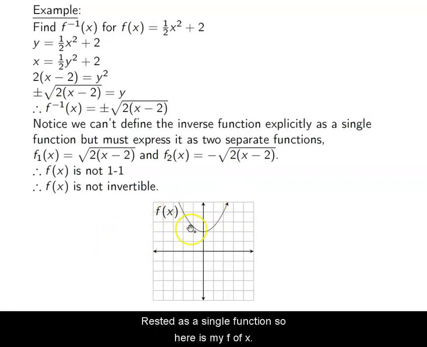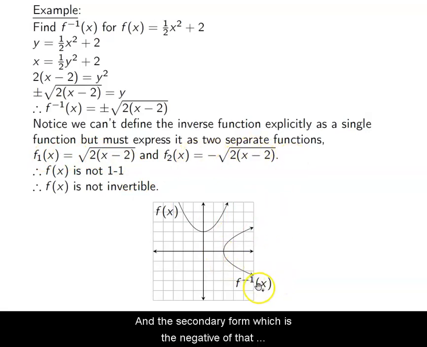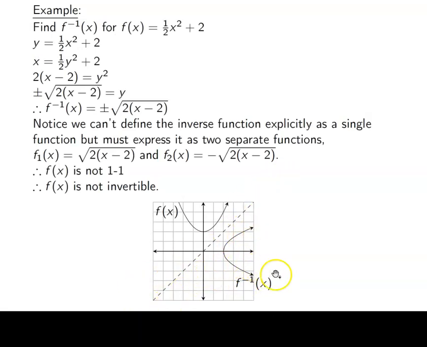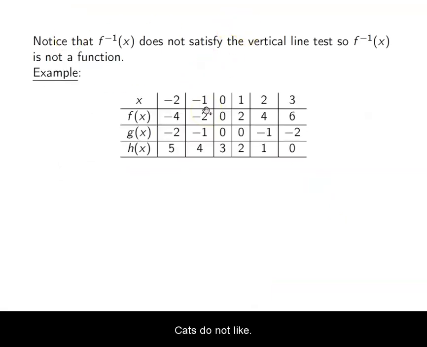So here is my f of x, okay? I don't know why I didn't put this first arrow on it, but it's okay. So my inverse function is then the positive form, f1, okay? And the secondary form, which is the negative of that. And notice that this does not pass the vertical line test, okay? It does not pass the vertical line test, but it is reflected across this line of symmetry. But it is not technically a function because of the vertical line test, right? So there we go.